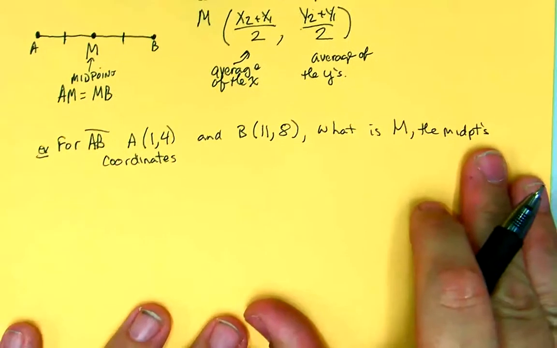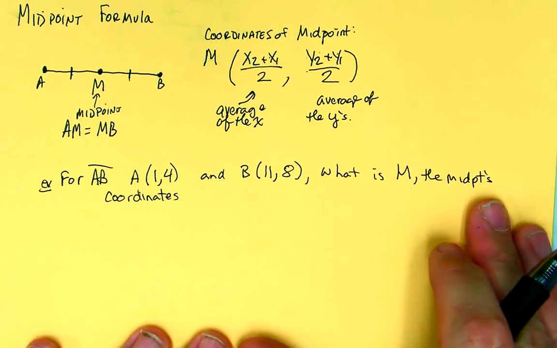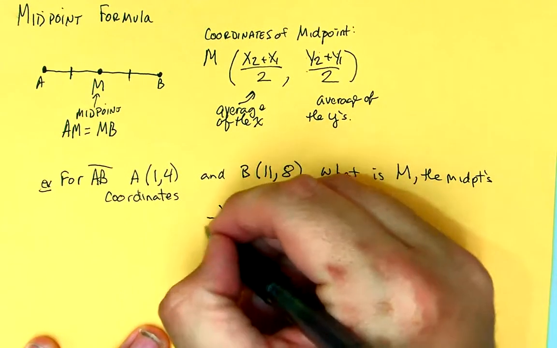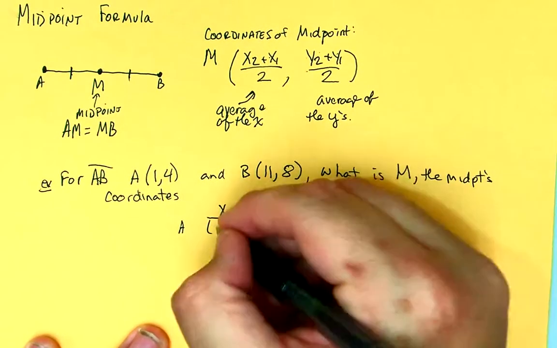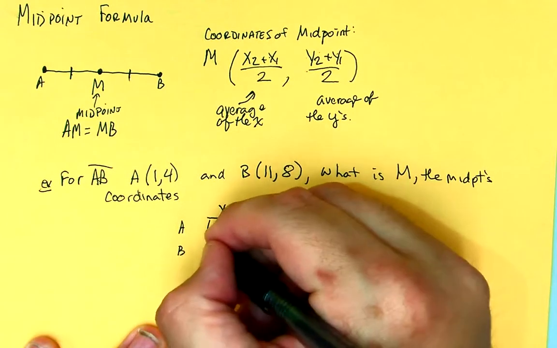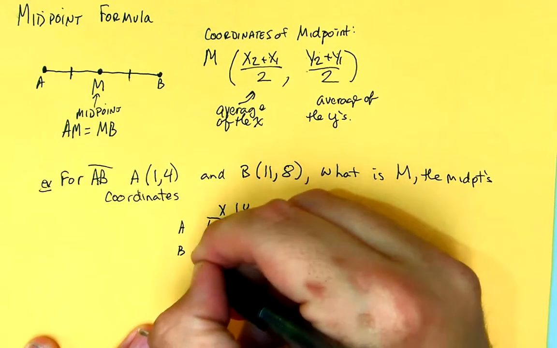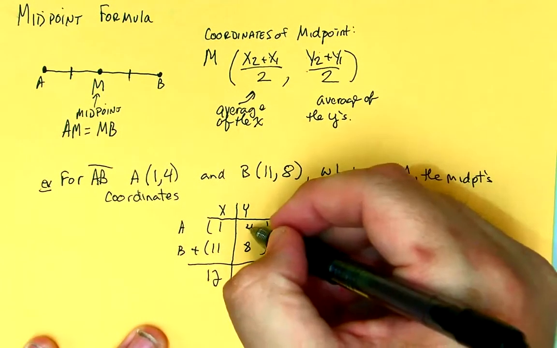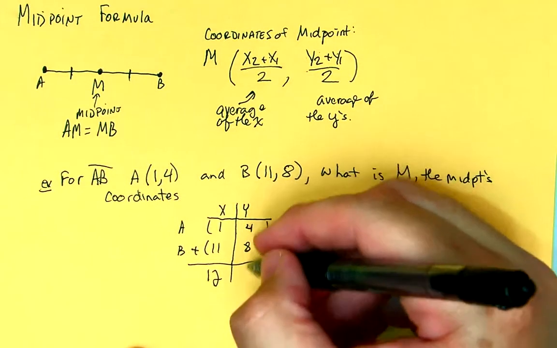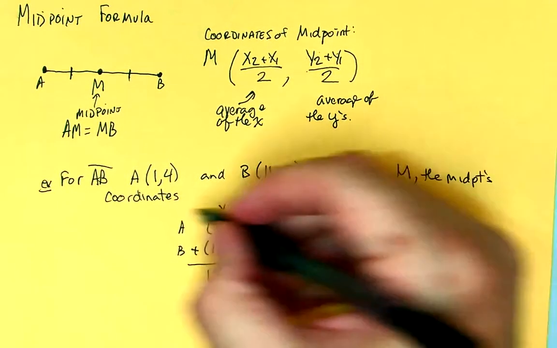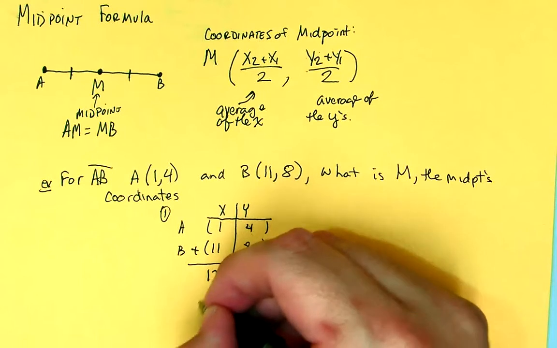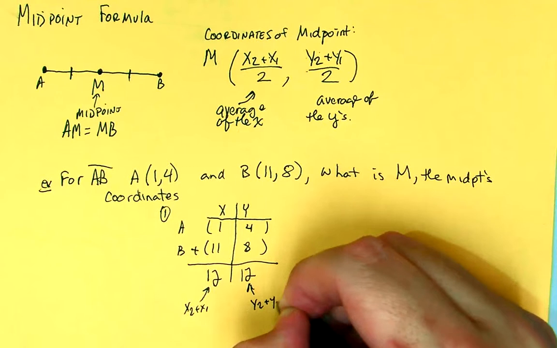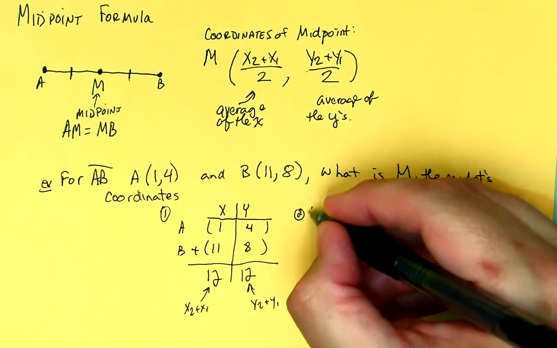Sorry about that, getting a little bit separated. What I'm going to do is make my XY chart again, and I'm going to put A first, 1, 4. I'm going to put B second, 11, 8. And since I have to add them and find an average, I'm going to add. That's a 12. Oh man, hey, look at that, 4 plus 8 is 12. So that's step 1. Get these values, because that's x2 plus x1, and that's y2 plus y1. Now, step 2 is divide by 2.